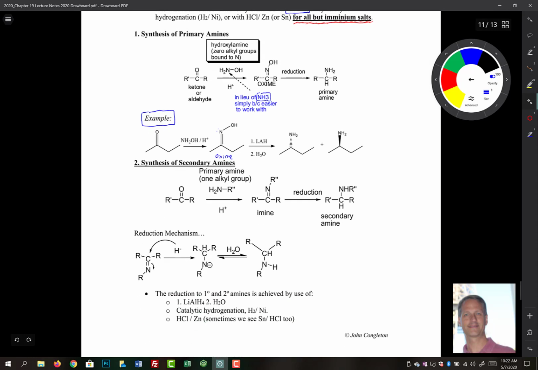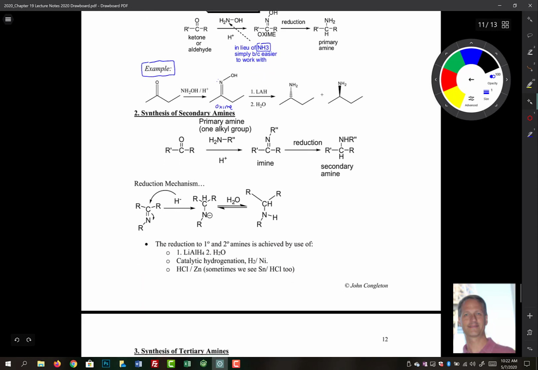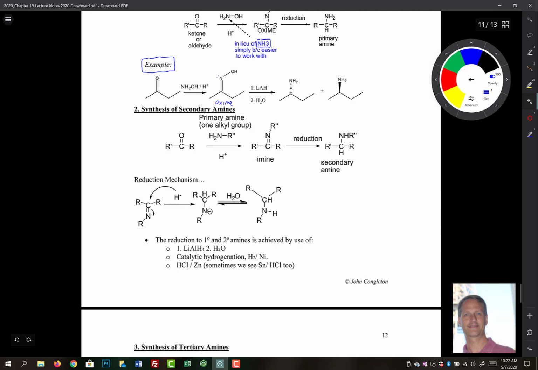Now, if we want to get a secondary amine, what we have to do is start off with one R group on our nitrogen. So it's the same deal where we have our aldehyde or ketone here, and you add your amine here and H plus. So same general conditions as we saw up above. The only difference here is that you have this R double prime here. That makes the imine. There's your R double prime, and then you do a reduction, and that gives you your secondary amine.